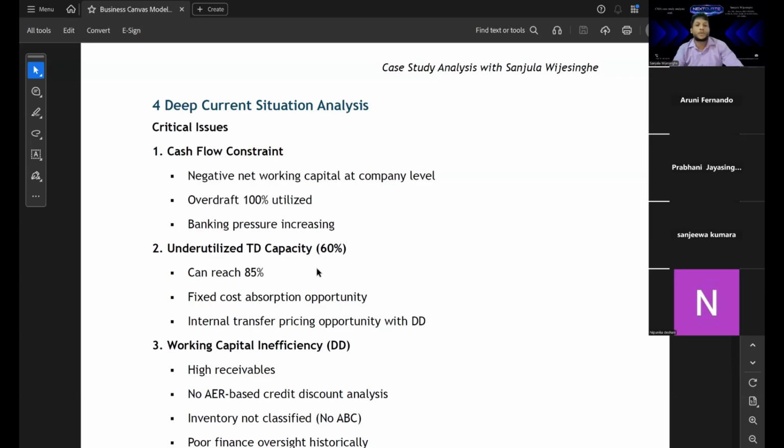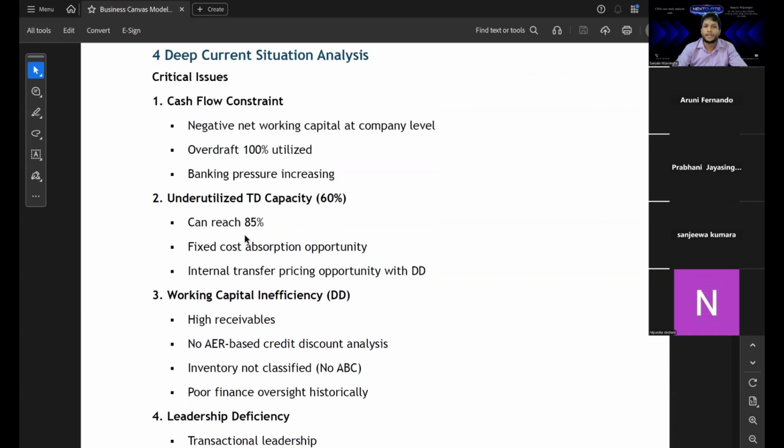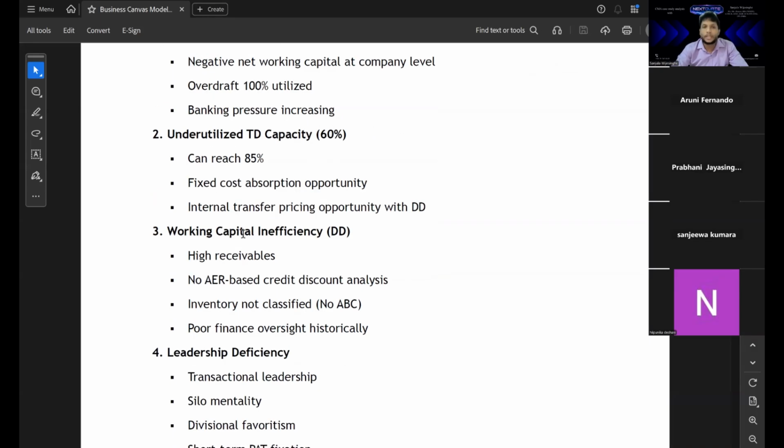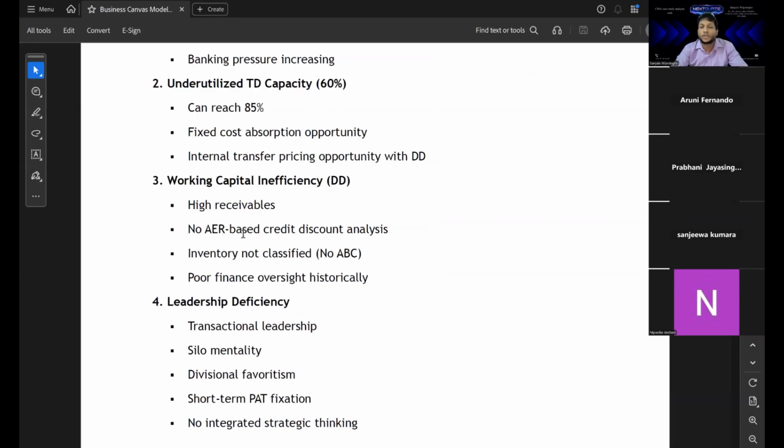Right, you see the cash flow constraint there, negative net working capital at company level. You can identify it, and you can calculate it also. Overdraft 100% utilized, banking pressure increasing. Underutilized TD capacity can reach 85%, but the remaining 15% they can utilize for the TD division, right? The TD division can utilize that remaining 15% also. Then fixed cost absorption opportunities also. Then internal transfer pricing opportunity with the distribution division. We discussed how internal transfer pricing works also, right?